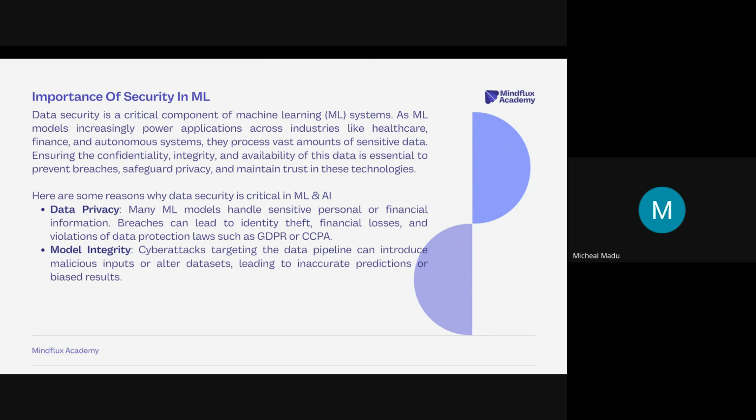Data privacy is number one. Many machine learning models handle sensitive personal or financial information. Breaches can lead to identity theft, financial losses, and violations of data protection laws such as GDPR or CCPA. These are all data laws in place. The bottom line is if there's a breach in these models, personal data is stored and stolen. In fact, it's generally like that for organizations that handle data.